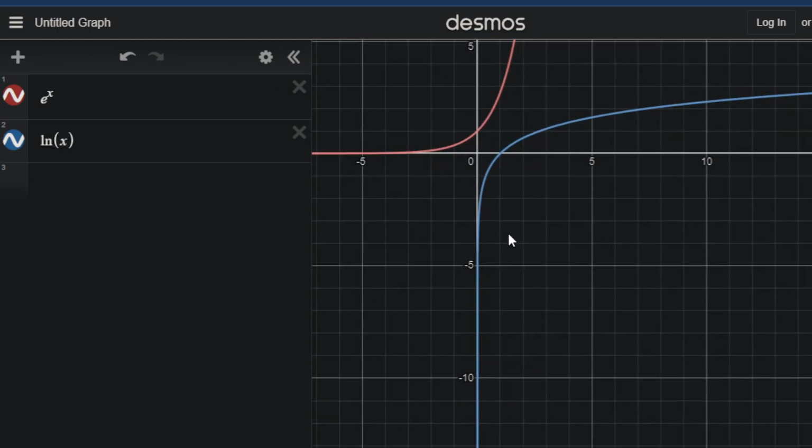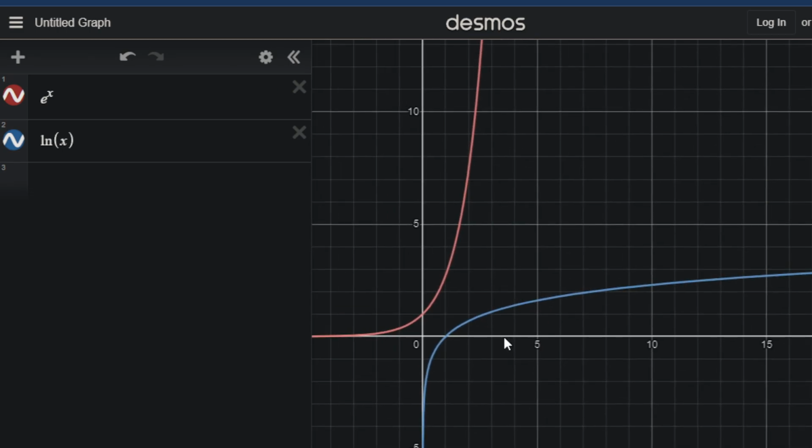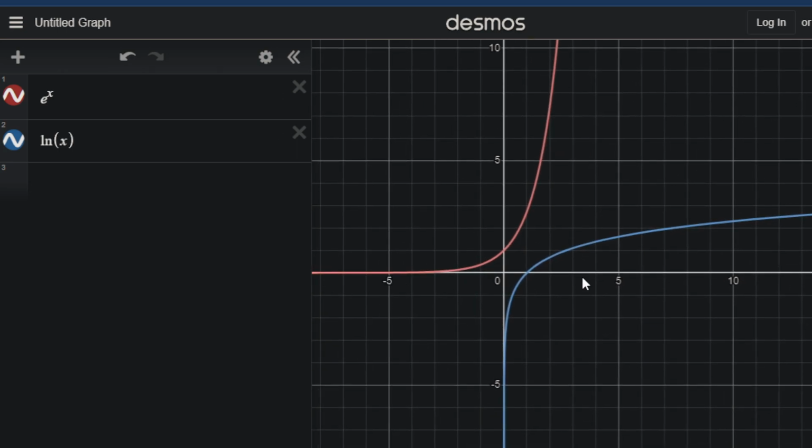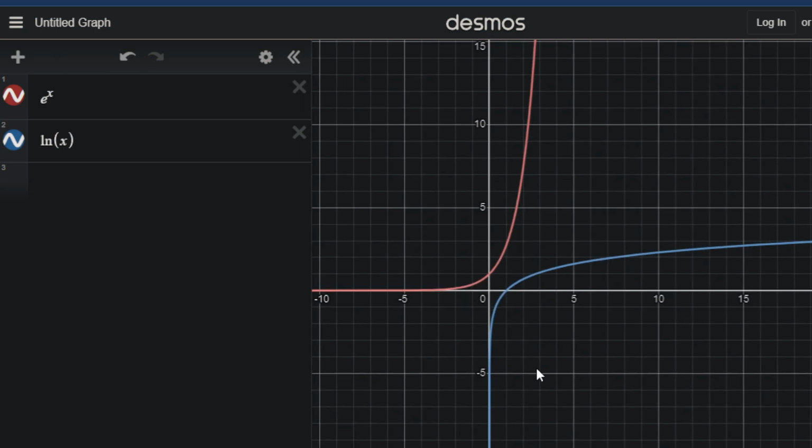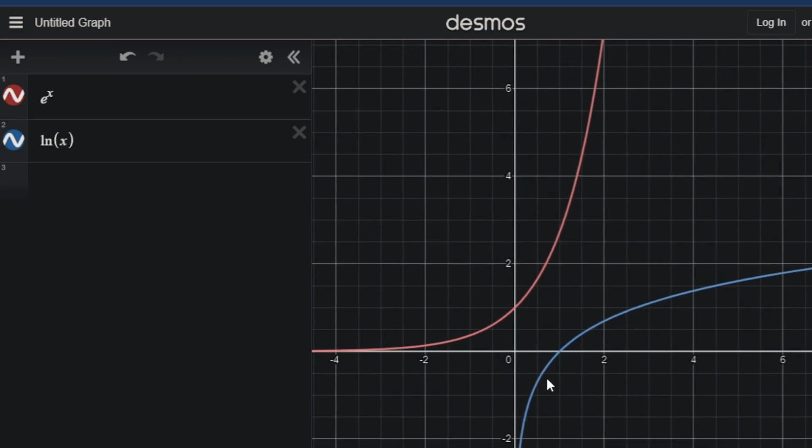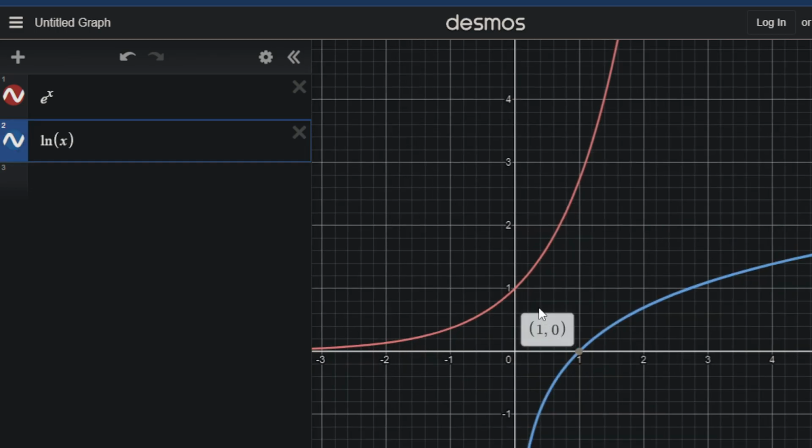Okay. And then you can see that these are reflections of each other, of course. So even the asymptote gets reflected from the line y equals 0 to the line x equals 0. So yeah, this is hopefully a clearer picture of those graphs, and we can see it cross those 1 here, 1, 0, and 0, 1 over here.